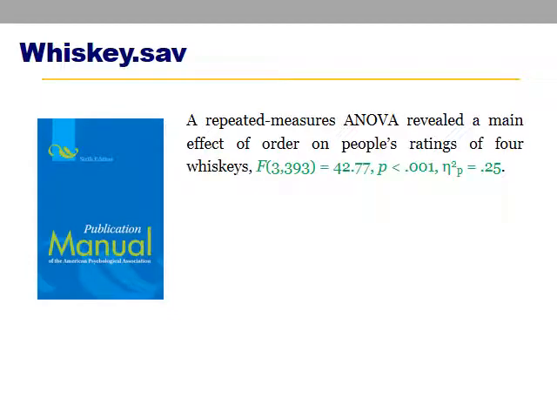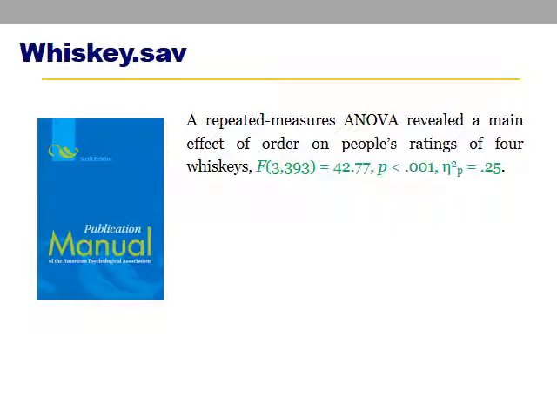As we saw last week, we're always going to start with a single sentence that explains whether we did or did not find a main effect and explains what analysis we did. In this case, since we did find a main effect, that sentence would say, a repeated measures ANOVA revealed a main effect of order on people's ratings of the 4 whiskeys. As always, at the end of the sentence, we'll include our test statistic, which in this case is F, our degrees of freedom, which in this case we have 2 of, our p-value, which was very small, and our effect size, which indicated a large effect.